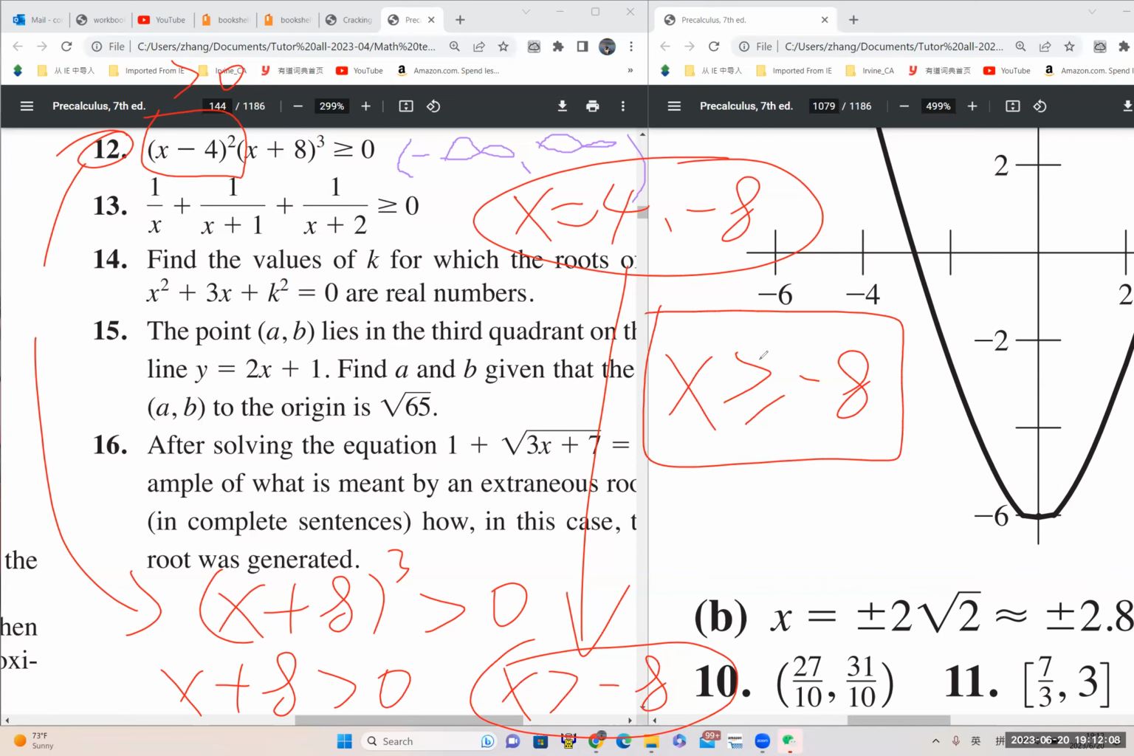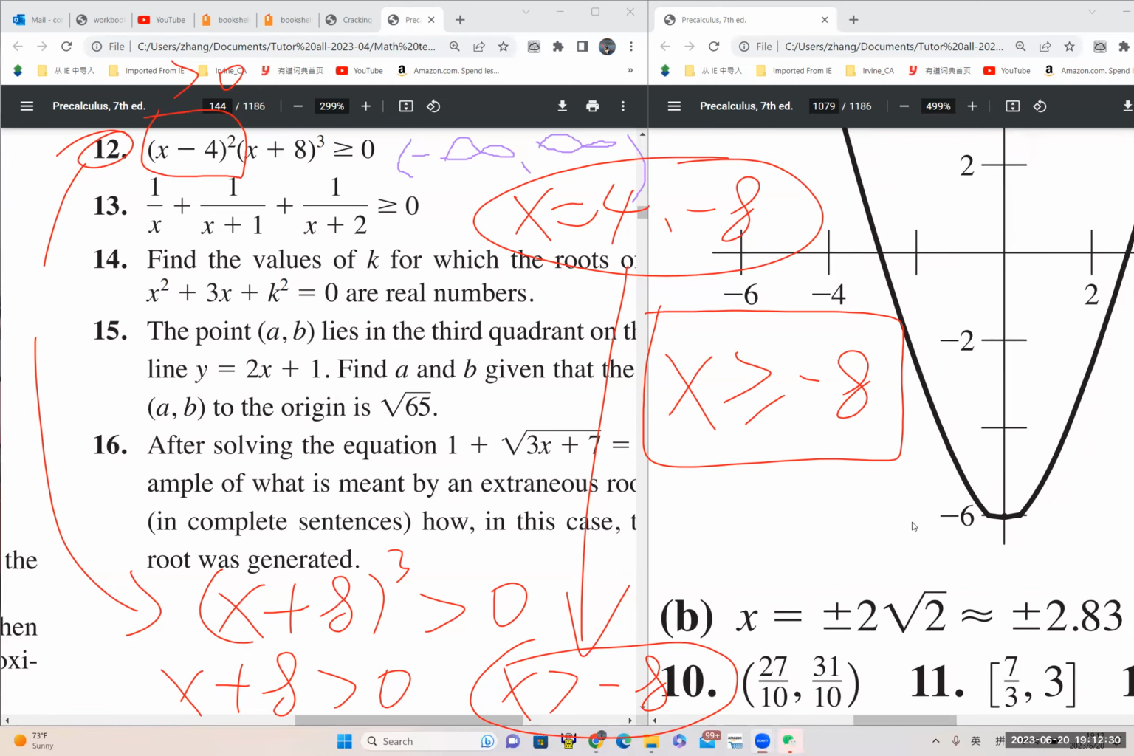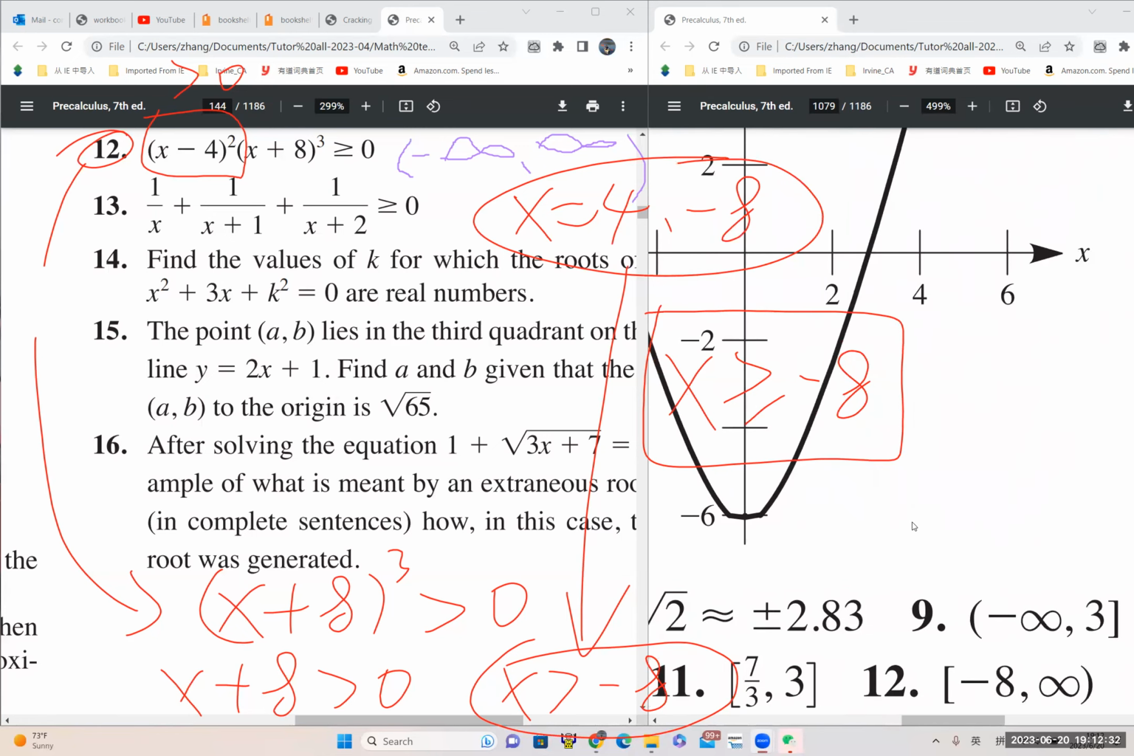But even so, you still made a mistake. You didn't include -8, right? If you include it, you should use the square bracket. Right, I forgot. Now let's check the answer. 12. Right. Then this is not correct.